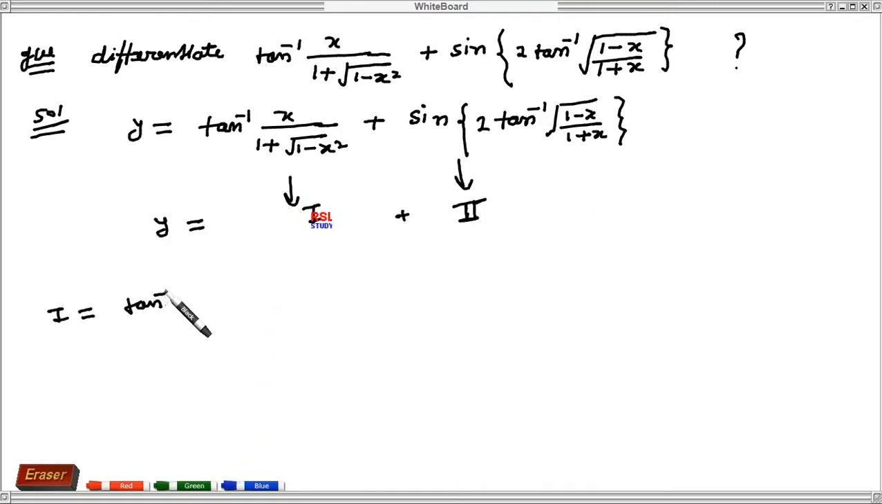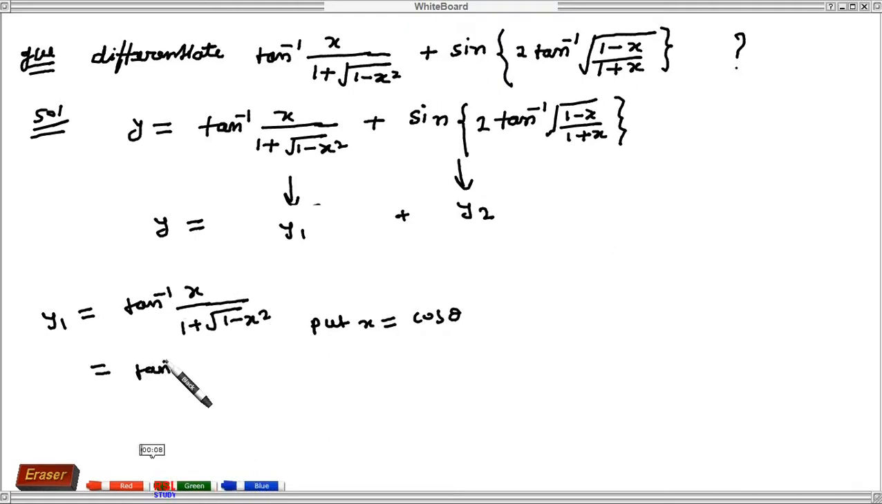So consider this as the first and this as the second, for the simplicity of solving the question. Or consider it as y1 and y2. So y1 is like this.